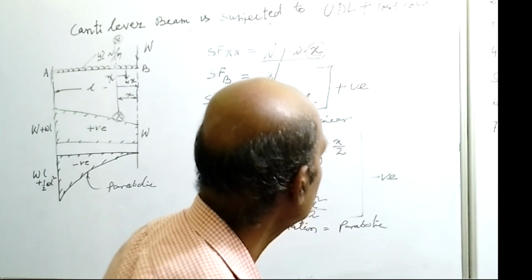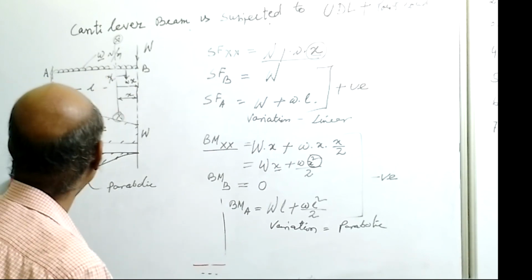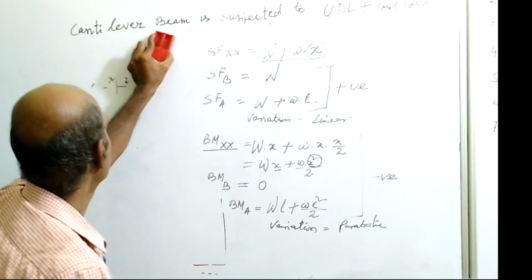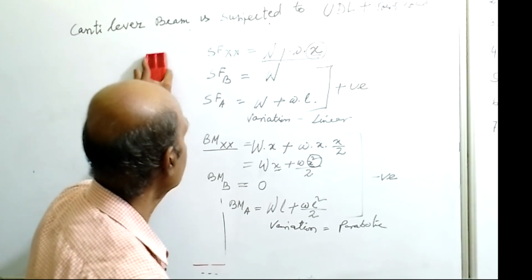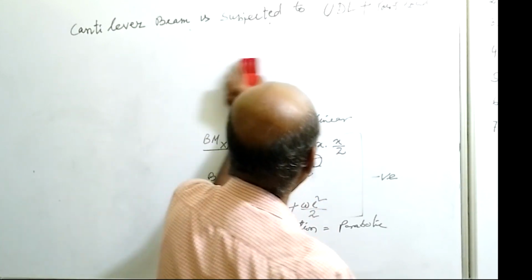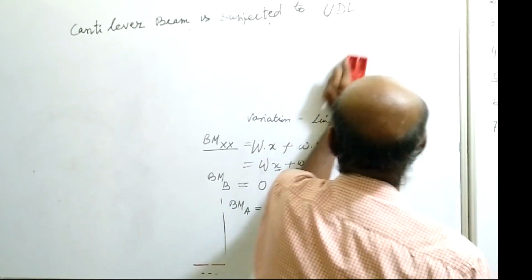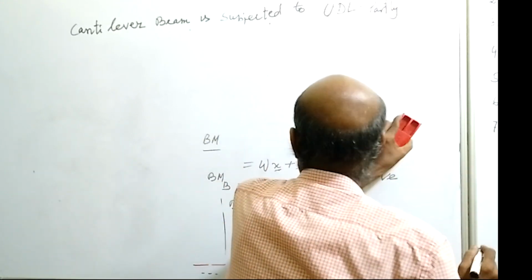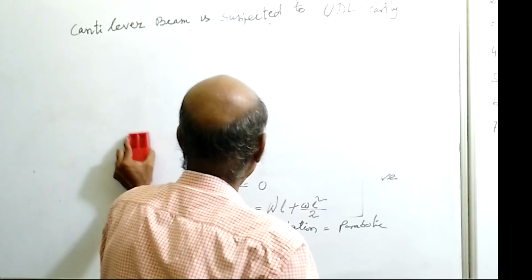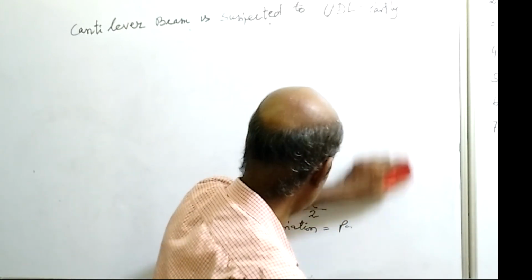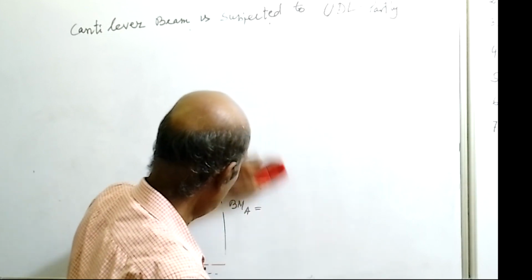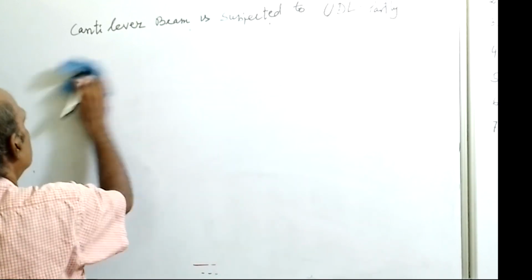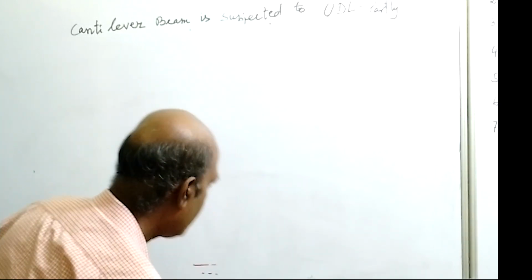Now one more problem we will see, that is, say cantilever beam is subjected to UDL partly. What is UDL partly? So for whole length of the beam it is not acting, it is partly it is acting. So for this beam we will see the shear force and bending moment diagram. Now first we will draw the load diagram.